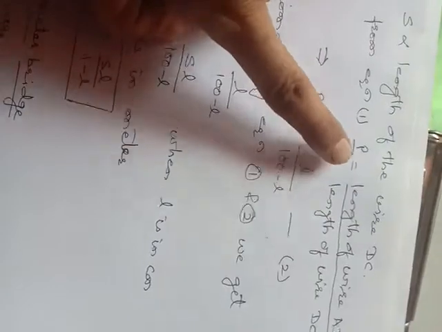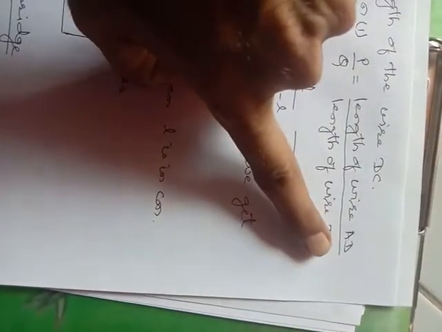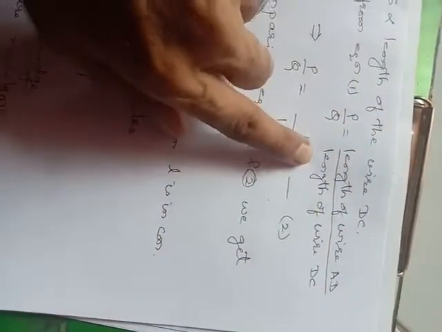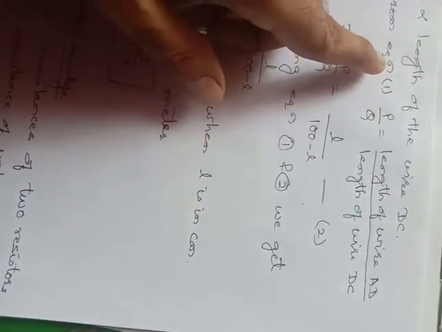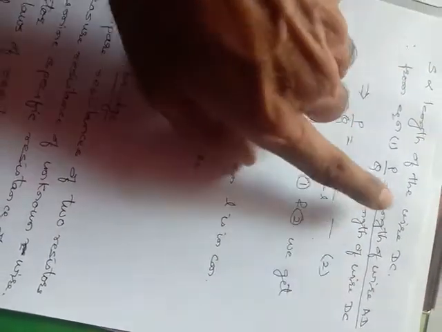Now from equation 1, P by Q is equal to R by S. What is R here? R is the length of the wire AD. And what is S? Length of the wire DC. So from equation 1, we are putting P by Q is equal to the length of the wire AD divided by the length of the wire DC. What is the length of the wire AD?